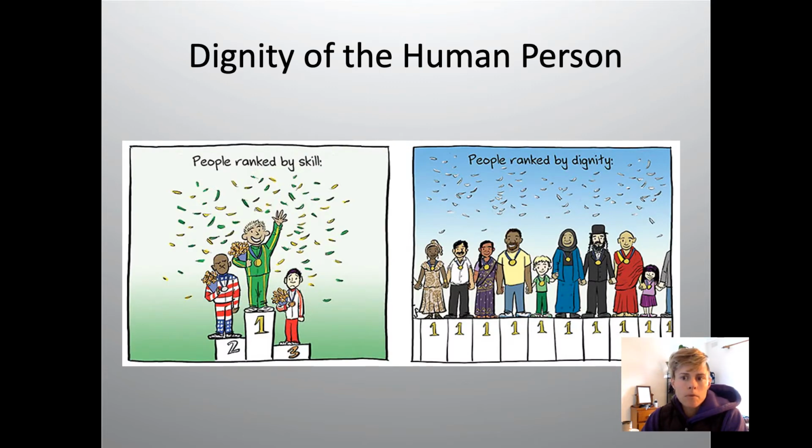When we rank people by dignity, we remove the hierarchizing of individuals. Rather, we see everyone as equal and equally deserving of dignity, rights, and respect.